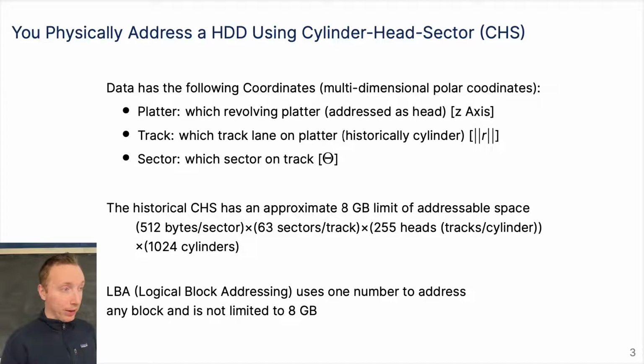So you tell the disk which platter you want, which is the cylinder, so which revolving platter, then which track, which lane, which is basically just picking the radius, and then what sector you want, which is the degree again. Historically, that only lets you address things up to an 8 gigabyte limit because it assumes up to 512 bytes in a sector, 63 sectors on a track, 255 heads, which is how many tracks per cylinder you have, and up to 1,024 cylinders.